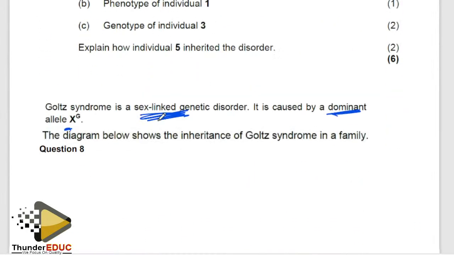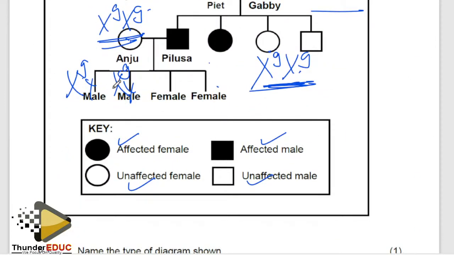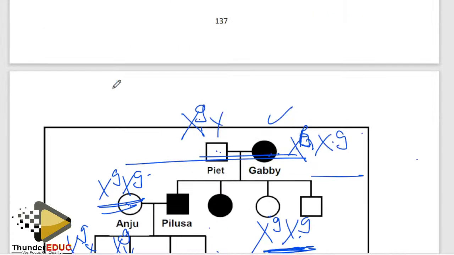If it was a recessive allele, then they would have been affected. But the one who has the recessive allele is the one who is normal. And the one who has the dominant allele is the one who is affected with that disease. Is it clear? Yes, that is the only trick you need to know about that. The one who is normal has the recessive allele, if it is caused by a dominant allele. The one who is sick is the one who has a dominant allele. You understand? Yes.